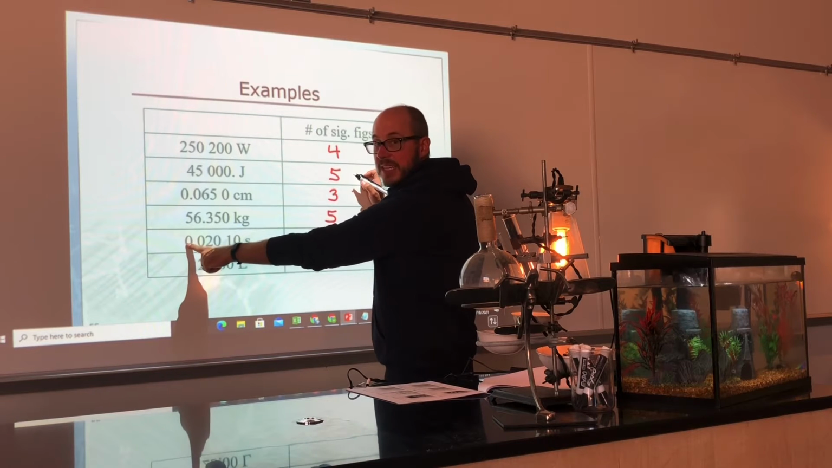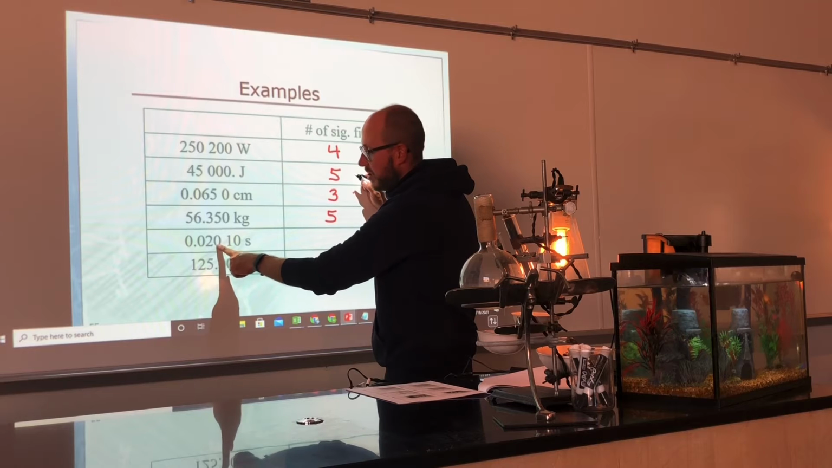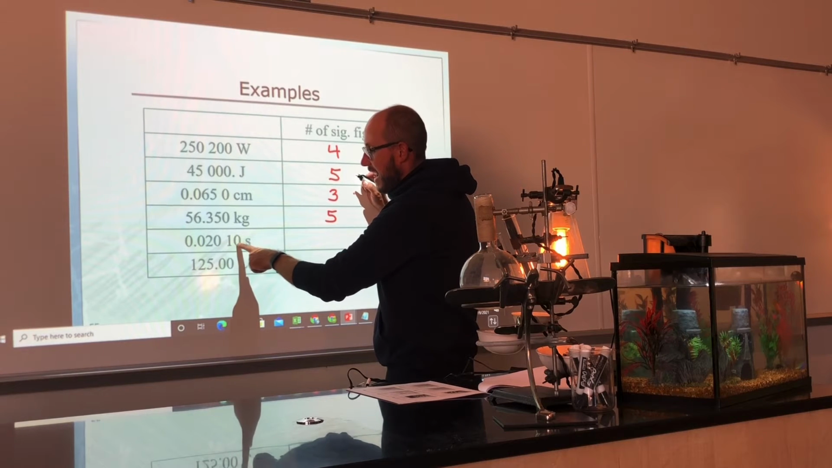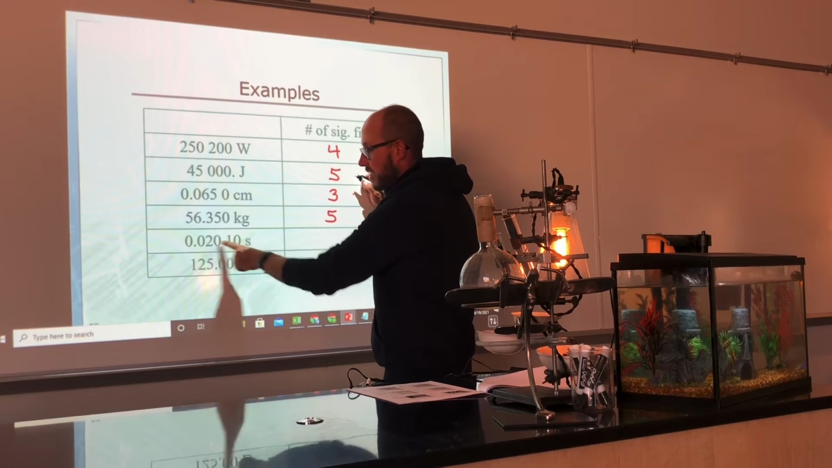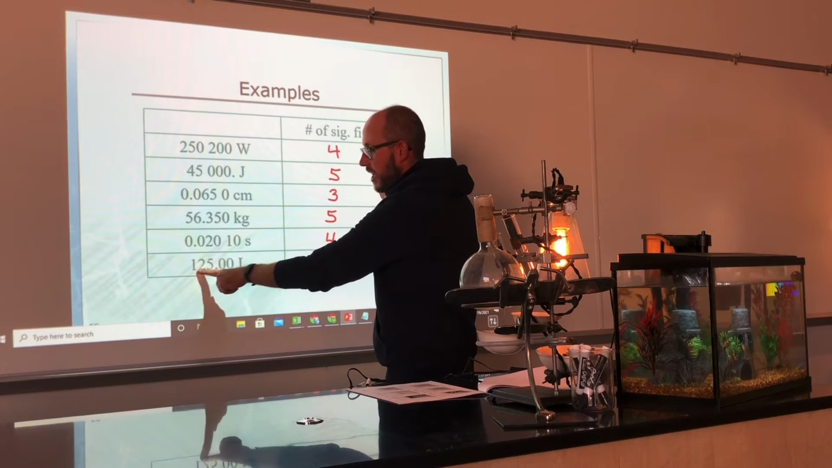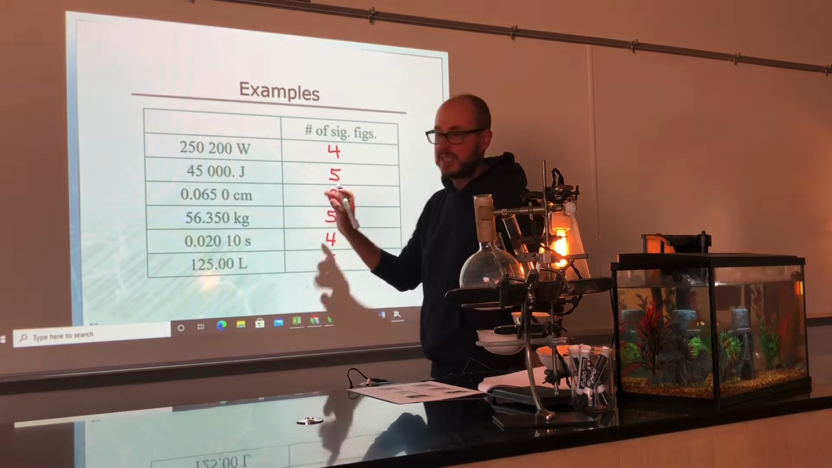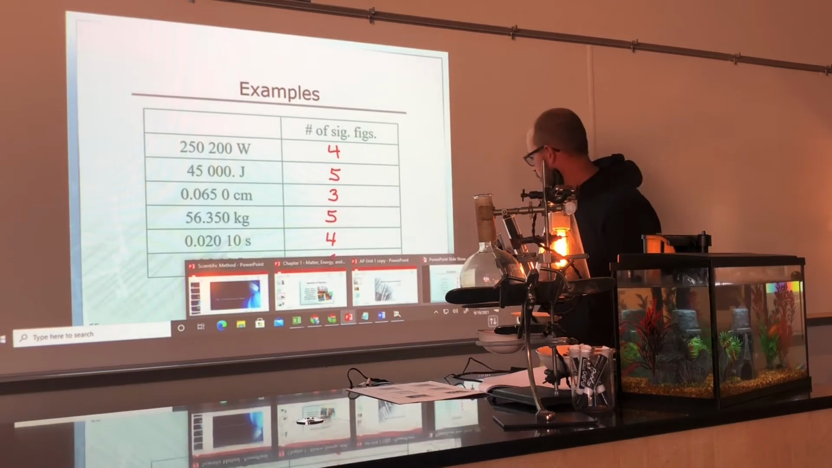Next one, leading zeros do not count. The 2 does, the sandwich zero does, the 1 does, and the trailing zero at the end after the decimal point counts, so we have 4 sig figs. This one, 125.00, is 5 sig figs. Our trailing zeros count because they're after the decimal point.